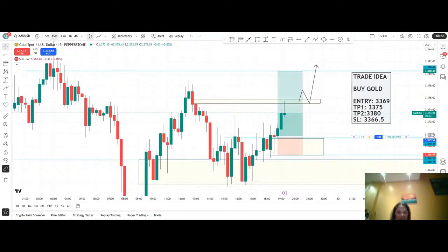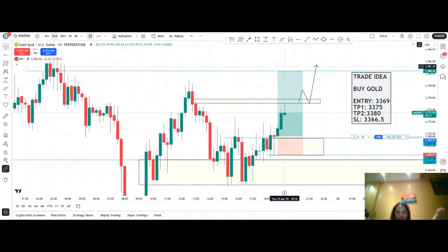I'm gonna keep this thread open. I might send an update tomorrow or Monday on how this trade went, or even on my Instagram. But I'm holding it open. I do think we're gonna get a move. This is on a 15-minute.